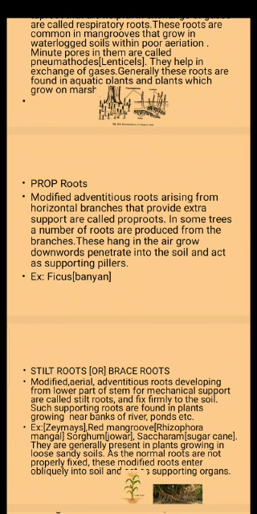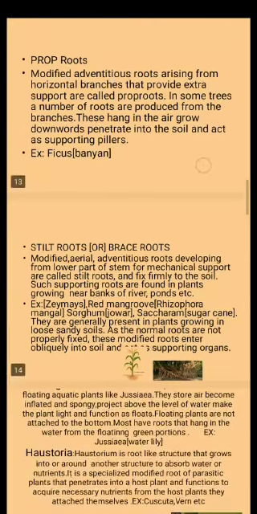In some trees, a number of roots are produced from the branches. These are not fibrous roots; these are adventitious roots. These roots hang in the air, grow downwards, penetrate into the soil and act as supporting pillars. You also see supporting pillars in ficus or banyan trees. These are called prop roots.